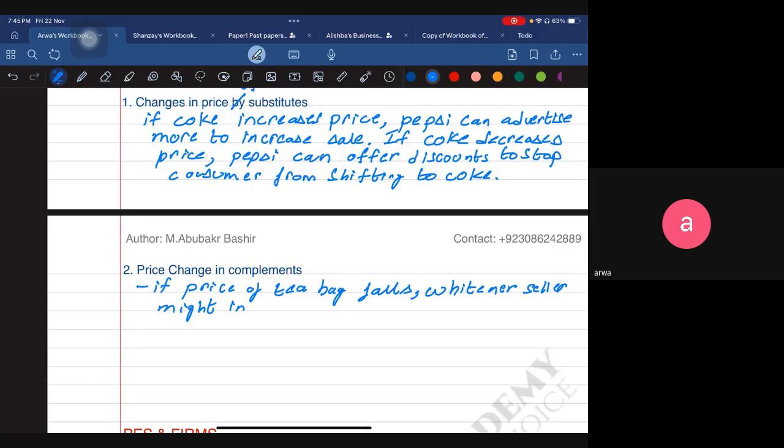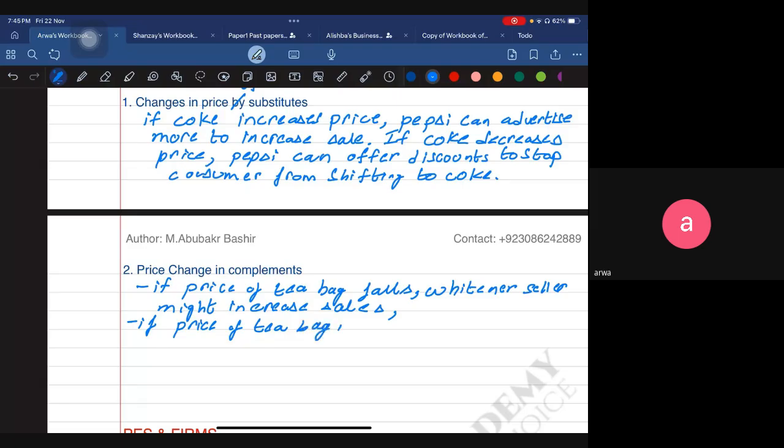Okay, so for this one, if the price of the tea bags falls, how can the whitener increase sales? Okay, so wait, the tea bag price falls and they have joint demand. So if the price for that one falls, the price for this one, I'm not sure, but I don't think they necessarily have to decrease the price. Yes, they do not decrease the price. What else?